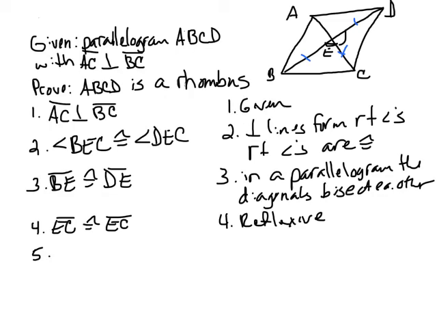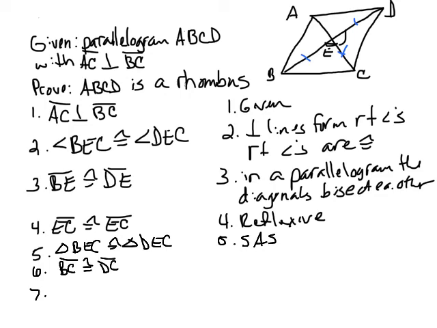I might run out of room here, so let me see what I can do. I got triangle BEC is congruent to triangle DEC. And that's by side, angle, side. Oh, I think I can just barely get it in. And that's enough to say that BC is congruent to DC. Corresponding parts of congruent triangles are congruent. And I can say ABCD is a rhombus.